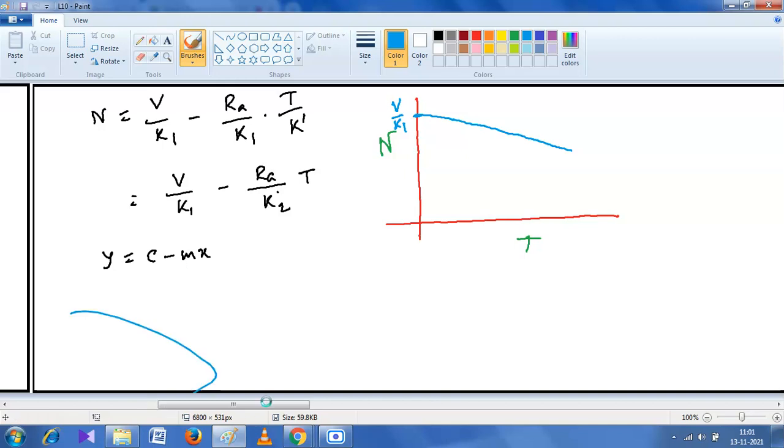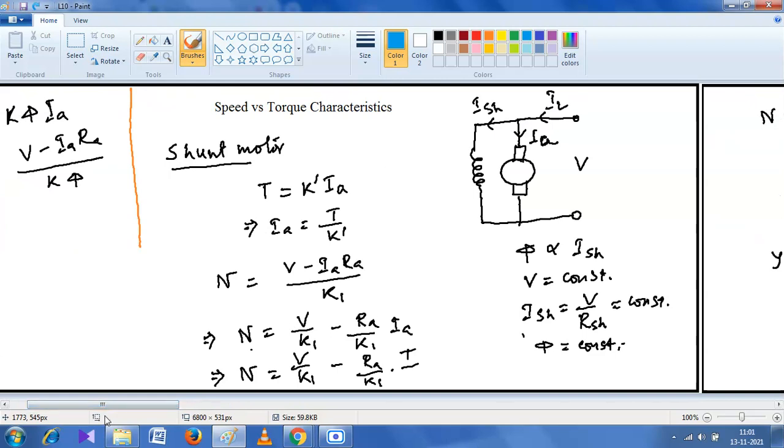Look at the previous page. See what it was. The speed equation is N is equal to V minus IaRa by K phi. For a shunt motor, we write K phi as another constant K1. So we can write V minus IaRa by K1, and if we divide this equation, we get V by K1 minus Ra by K1 into Ia.